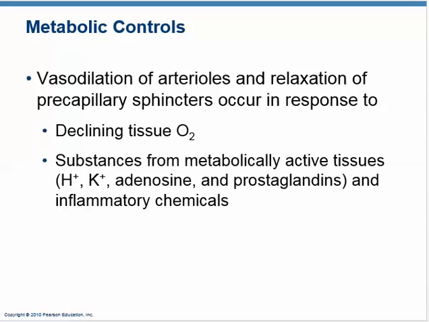Other things like acidity, the amount of potassium, adenosine, which is the A of ATP, inflammation, prostaglandins, histamine, those sorts of things all cause vasodilation and means that more blood flow in the area, and the blood will flow slower in those areas because of that dilation.